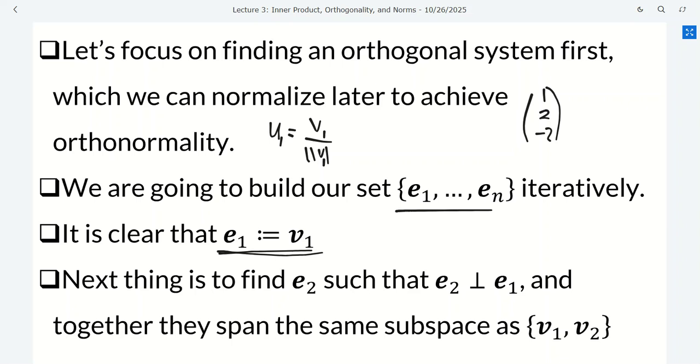All right, so it's almost 9. Those of you who did it, you get the U1. You end up getting 1 over root 3, then 2 over root 3, then minus 2 over root 3. Did you get the same thing? So that is our E1. So we know our E1 now.